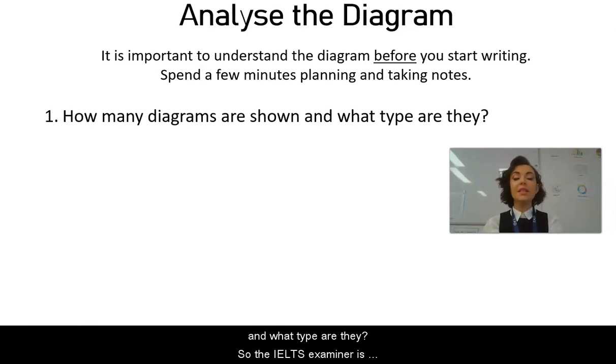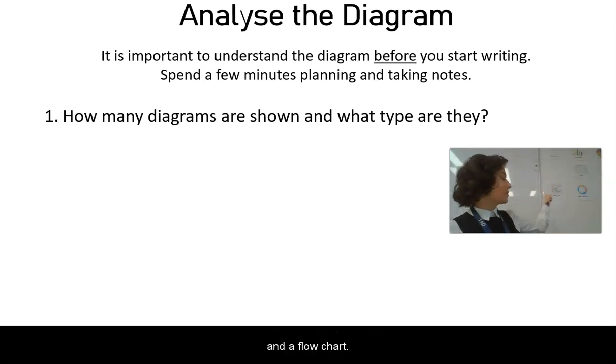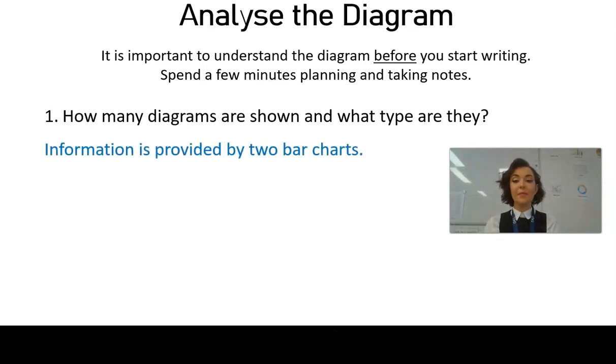So the IELTS examiner is looking for if you can identify different kinds of diagrams. And you can see that there's a few behind me on the wall here. There's a picture and a flowchart. So today we're going to look at 2 bar charts. So a good way to start would be: information is provided by 2 bar charts.